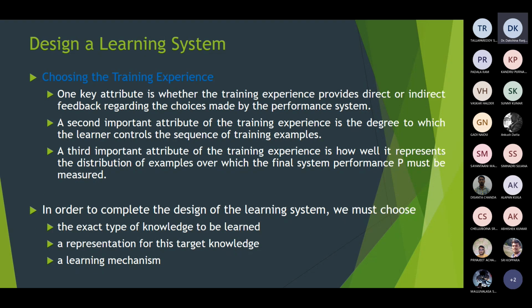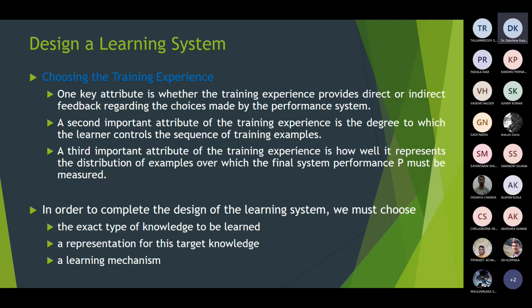Now the second most important attribute of the training experience is the degree to which the learner controls the sequence of training examples. In this attribute, the learner might rely on an entity known as the teacher, or supervised entity. This supervised entity is used to select the informative board states. That means all the board states will not be chosen, only the board states which are found to be informative, and this will provide the correct move for each iteration.